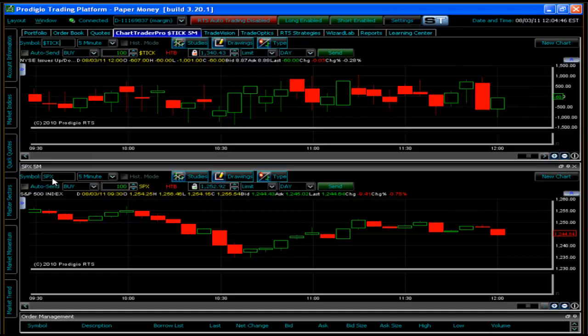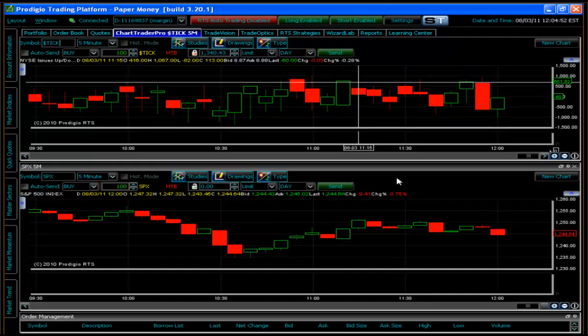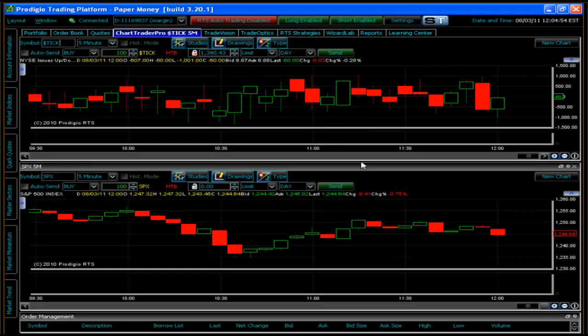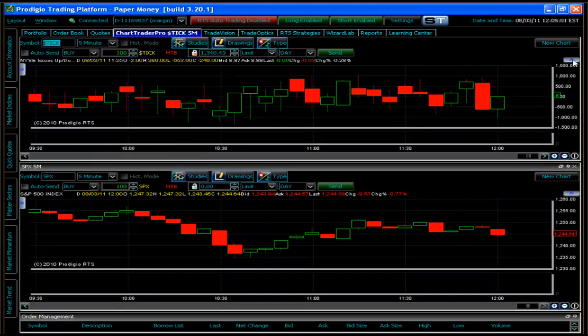So you notice what I'm looking at is the SPX, and I want to point out a couple things. When you look at the tick, there's certain extreme values, and I've got a split chart on Prodigio. I did this by going to my layout, selecting the advanced layout, and I created a new chart and I dragged it downward so I can see this kind of side-by-side comparison.